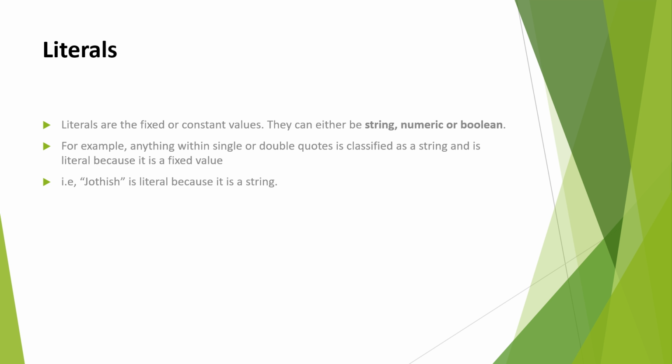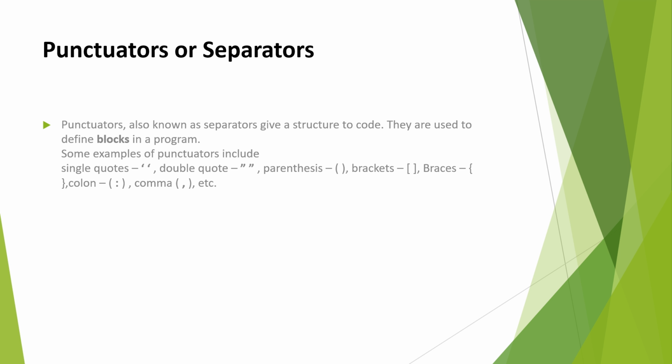Or for example, when you are using a gender, for example an M or an F, or you want to check whether it is a pass or a fail. So these are things that can be part of a boolean. In this case, my name, Jyotish, is a literal. Why? Because it is a string.